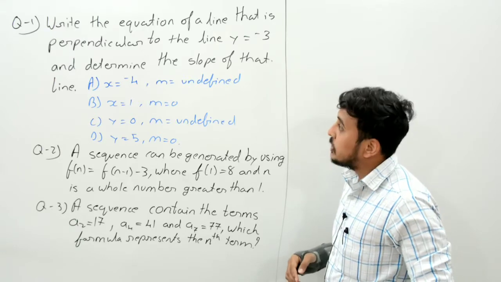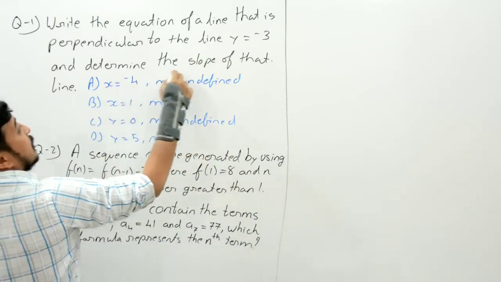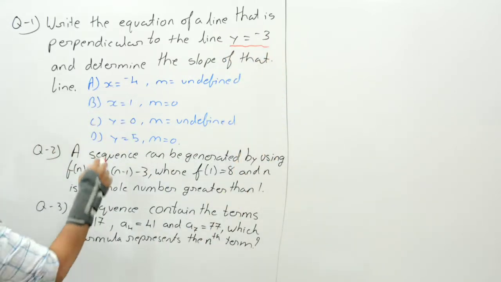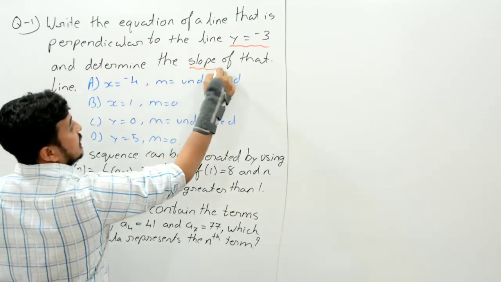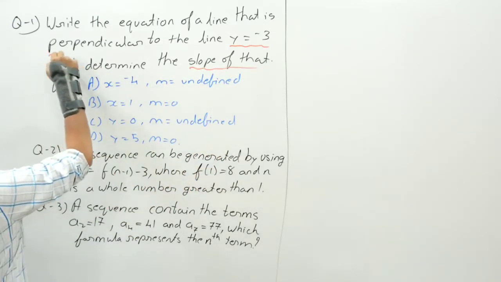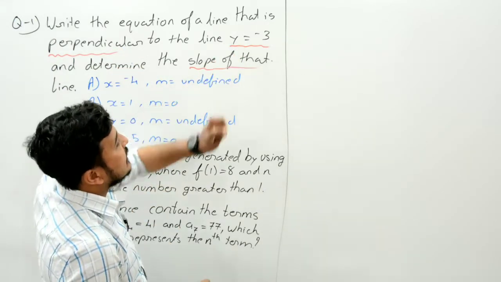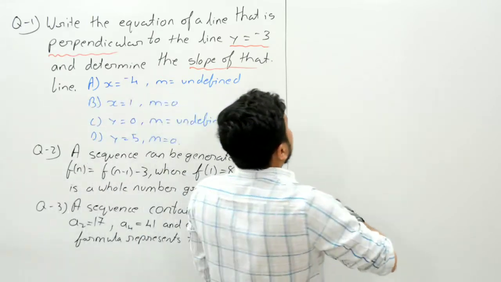So starting from question number 1: write the equation of a line that is perpendicular to the line y equals minus 3 and determine the slope of that line. We have to find a line that is perpendicular to the given line, and the equation for the given line is y equals minus 3. What do we mean by the equation y equals minus 3?